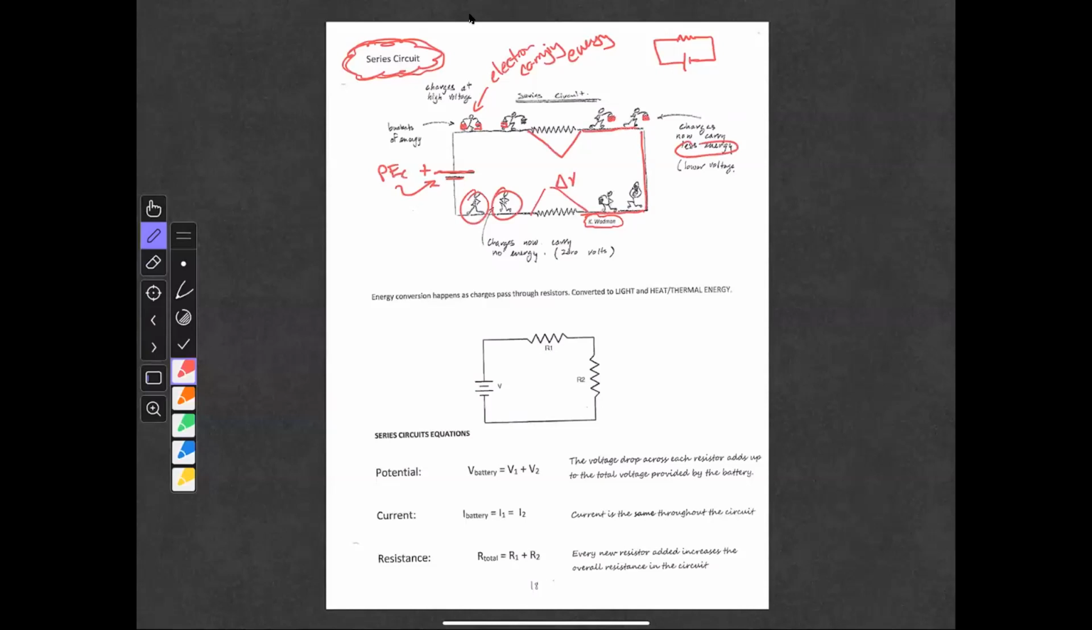And let's examine series circuits. The key characteristic is that there's one path, there are no nodes or no branches, okay?